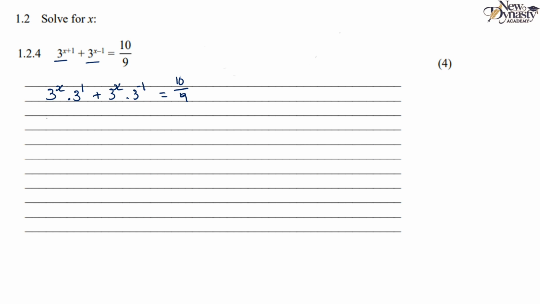So you're going to go on and do what? Take it out as the common factor. So remember, when you take it out as a common factor, you need to go back to each term and divide each term by the common factor. So when you divide the first term by the common factor, 3 to the power x and 3 to the power x are going to cancel. Then you're going to be left with 3 to the power 1, which is just 3.